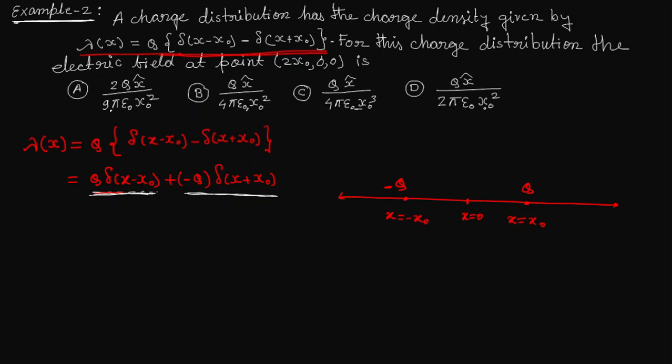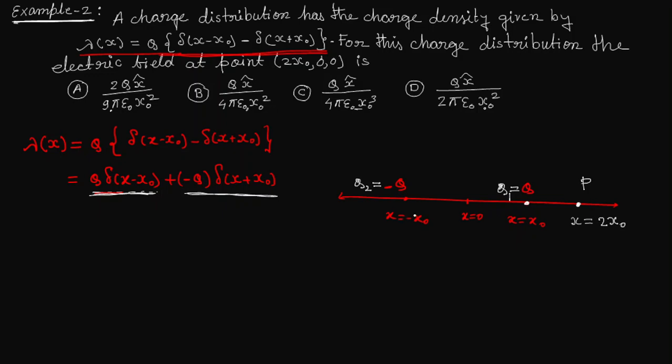So now because of these 2 charges, we have to calculate the electric field at a point on the x-axis at a distance 2x naught from the origin. So let's say at this point, the value of x is 2x naught. So I have to calculate the electric field at this point. Let's call this point P. And also let's call the charge at x equals x naught q1, so q1 is equal to q. And at position x equals minus x naught, we have a q2 charge, and q2 is equal to minus q. Okay.